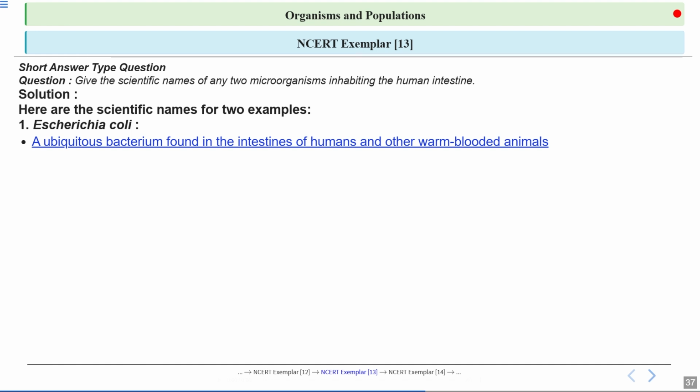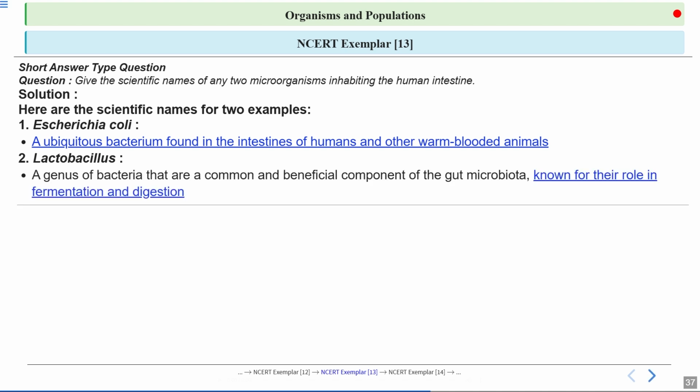Here they are found in the intestine of humans and the intestine of other warm-blooded animals as well. Next is Lactobacillus. This is the lactic acid bacteria. So these bacteria are also common in our intestines, and they are very famous for their role in making food like yogurt and cheese. So Lactobacillus bacteria are known for their role in fermentation and digestion. They convert sugars into lactic acid, which aids our digestive process and keeps harmful bacteria in check as well.